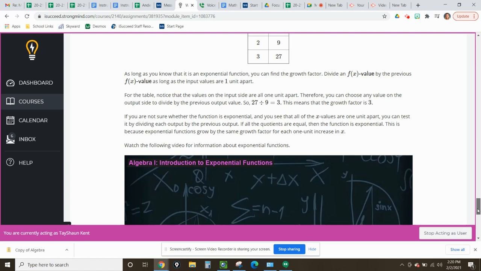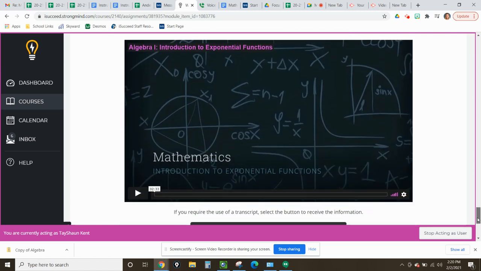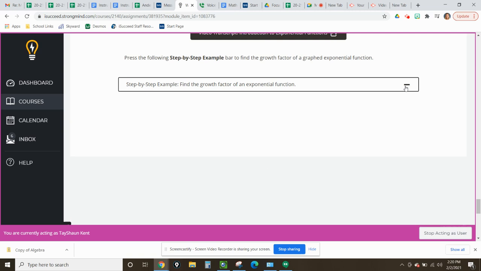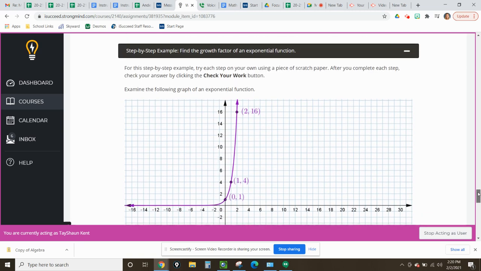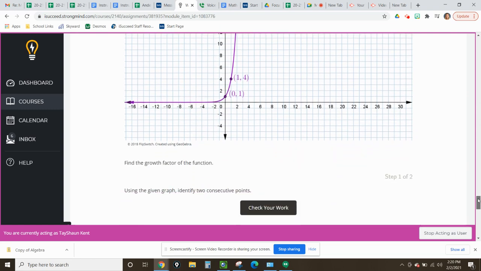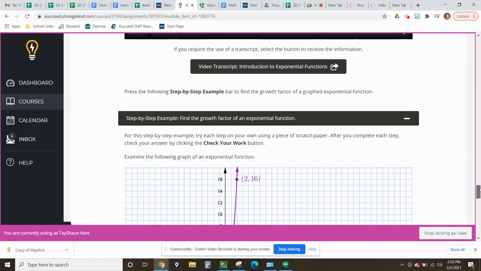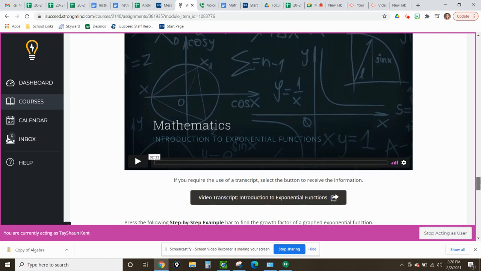So we could write the exponential function if we wanted to, now that we know that the growth factor is 3. So here's a video. Sometimes they just build these right in, and you can watch this video and it talks more about what we just talked about. And then they give you some step-by-step examples. So this is what I think you should go in and do now that you've watched this video, and see how you do. And then we can talk some more. So find the growth factor. Why don't you try to do these step-by-step examples and let me know if you have any questions after that, and I'm happy to hop back on and help.